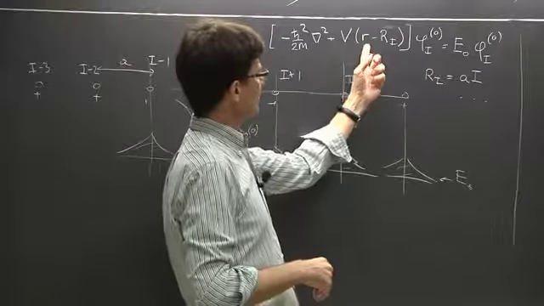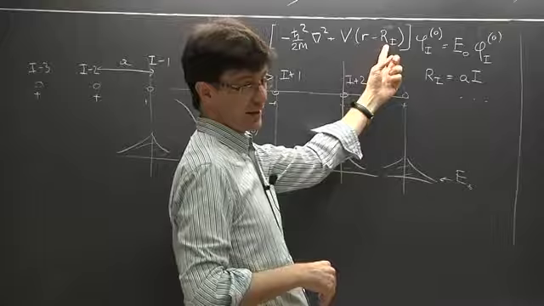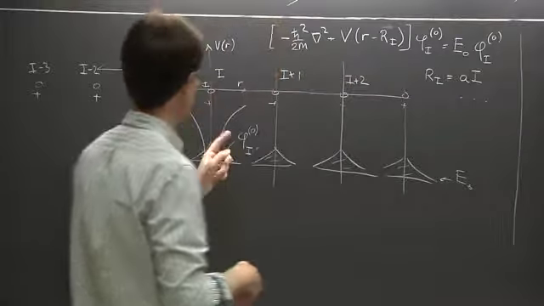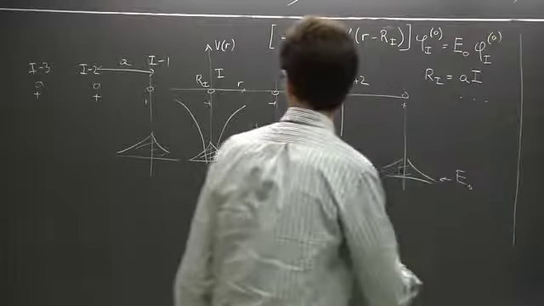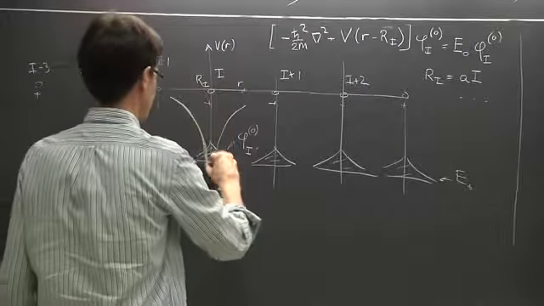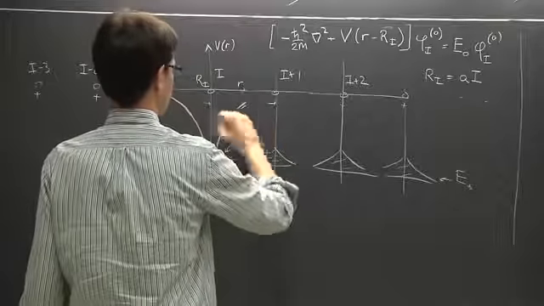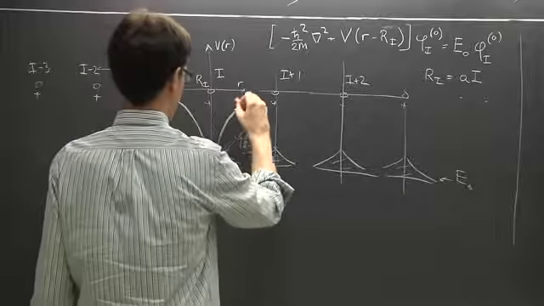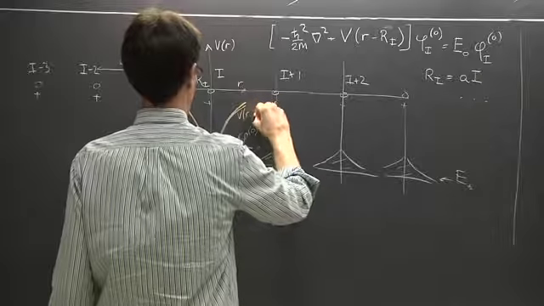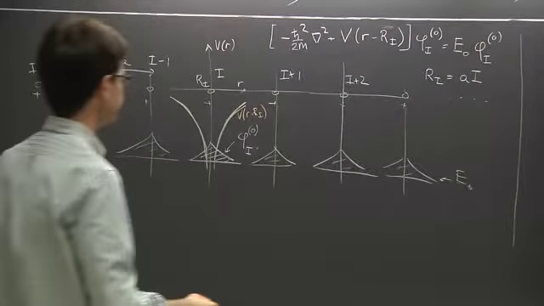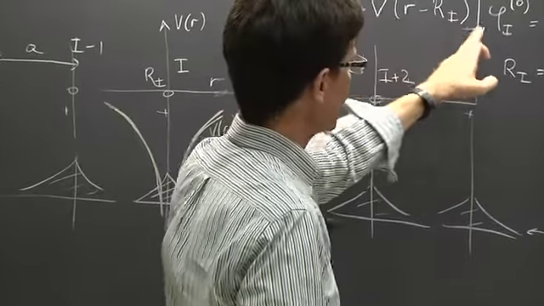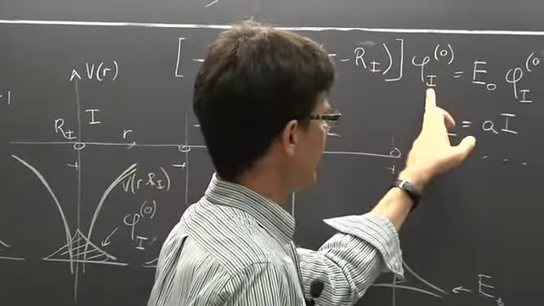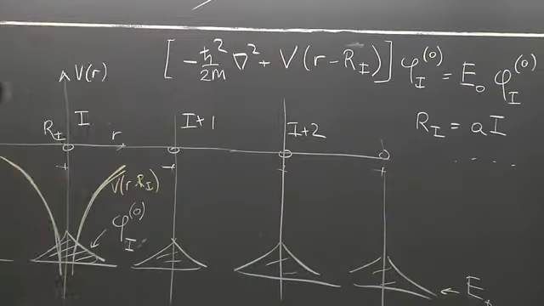V is the Coulomb potential centered at Ri, right, this one. Okay, so let me highlight it. So in this particular case, this will be V of R minus Ri. And the solution of the atomic problem for this particular Coulomb potential is the atomic wave function centered at I with eigenvalue E naught.